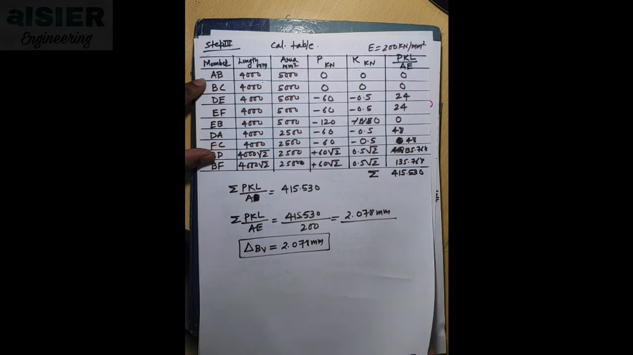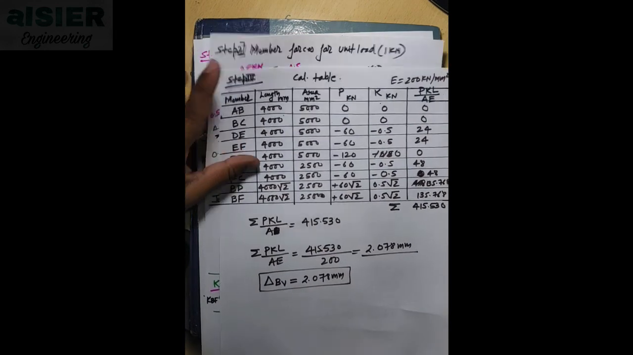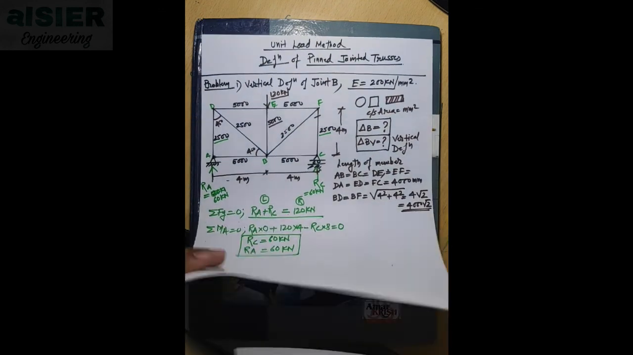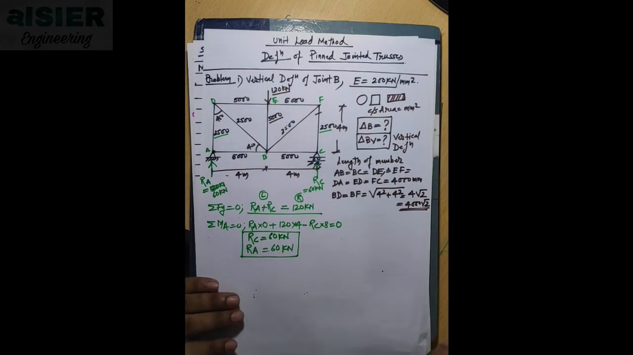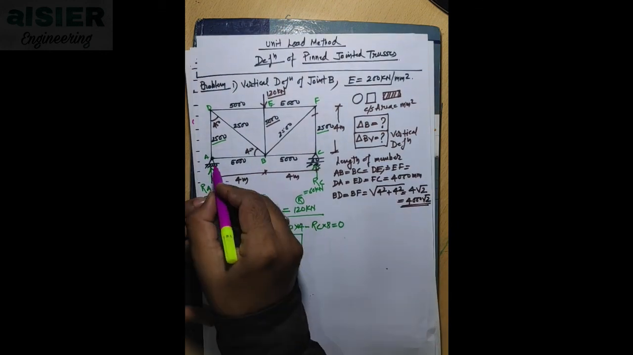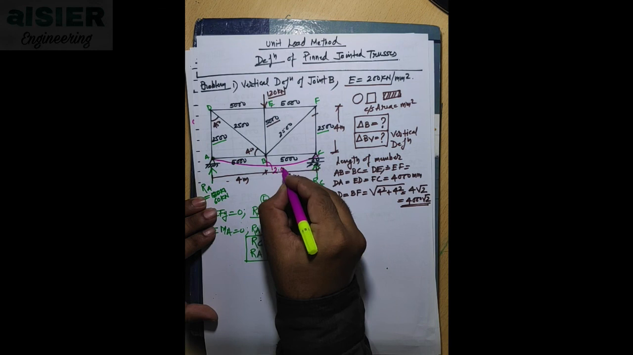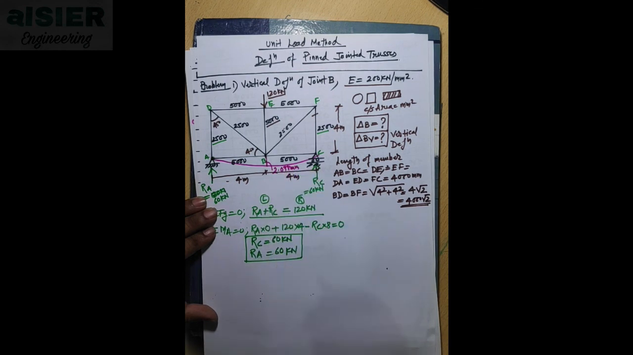The deflection curve might be like this. This deflection is 2.078 mm.